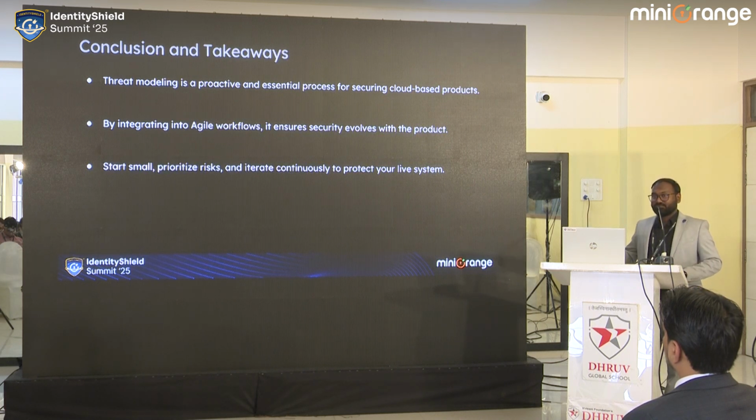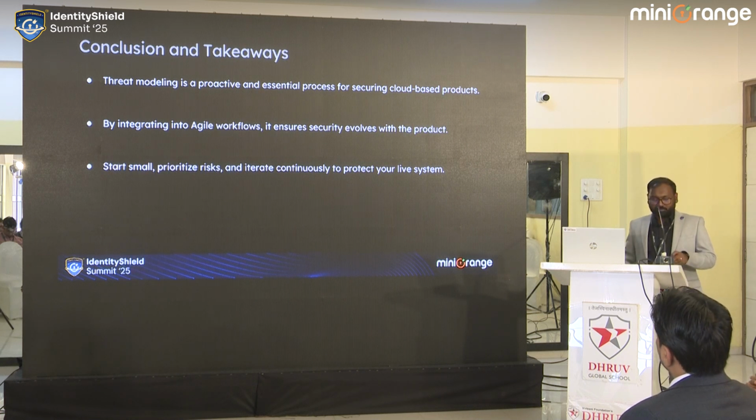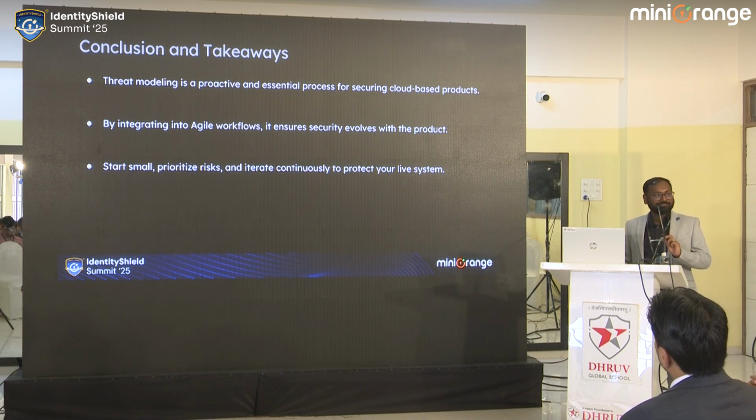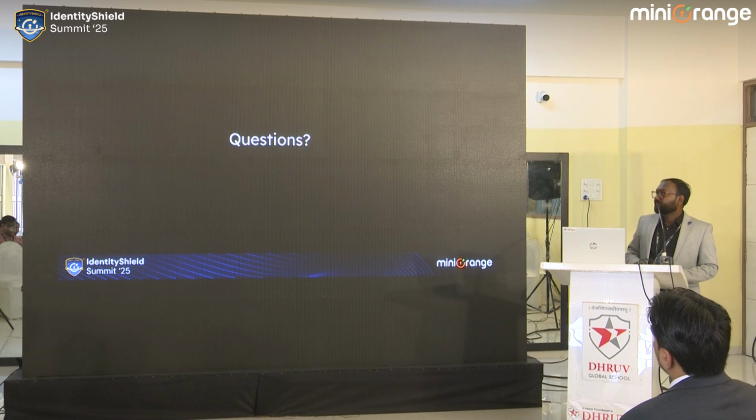So basically what we are talking about is, when you start modeling everything and do it with every sprint, the security will also evolve with your product. You're doing development and you're doing the security as well. I have a very good example for this. I just found this on the internet. If your door is broken, would you be more concerned about renovating your kitchen? Right? Relatable? Similarly, you need to start thinking about the security part from the start. Start small, prioritize risk, and iterate continuously to protect your live system.